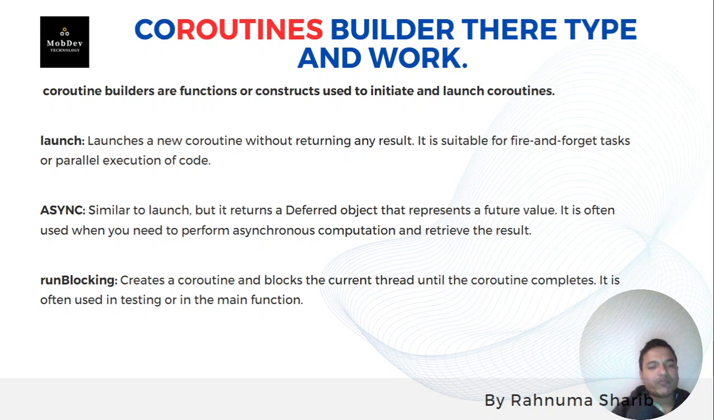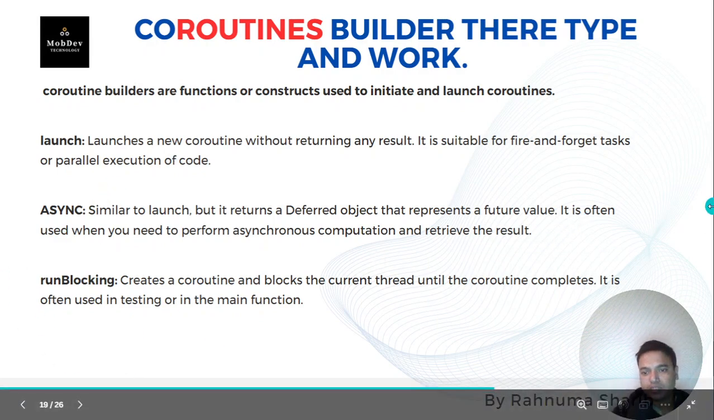If we want to block our thread, we use runBlocking. It will block the thread until our coroutine completely finishes its work. So this is the difference: launch is fire and forget, async is fire and wait for the result, and runBlocking blocks the thread until all the coroutine work completes.